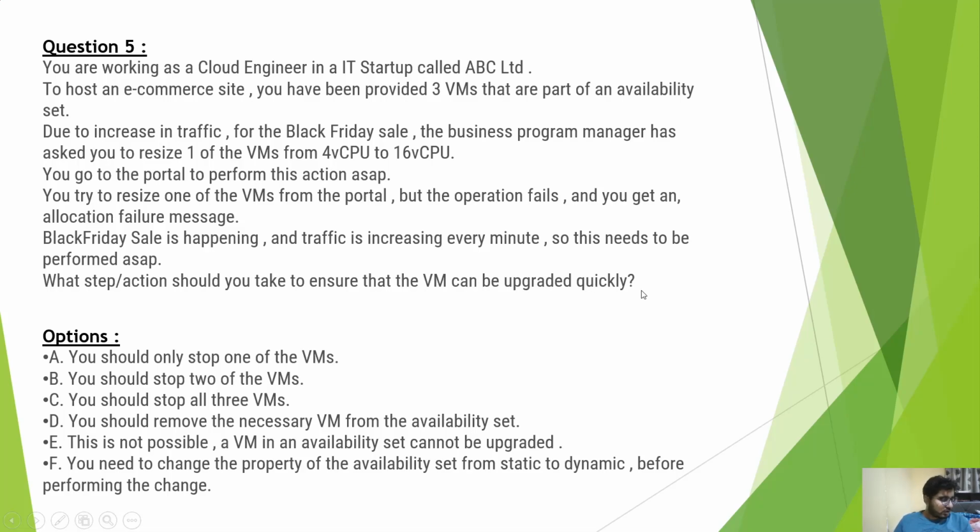So I have 3 virtual machines, part of an availability set. Okay, I need to resize one of the VMs from 4 vCPU to 16 vCPU. When I tried to resize, the operation failed. Okay, so what are the options?